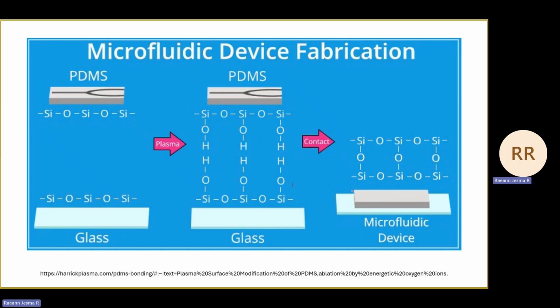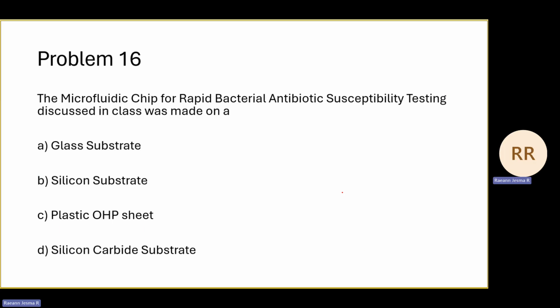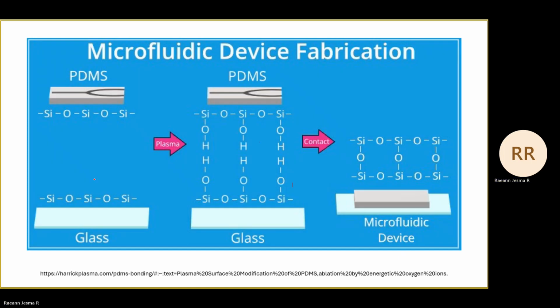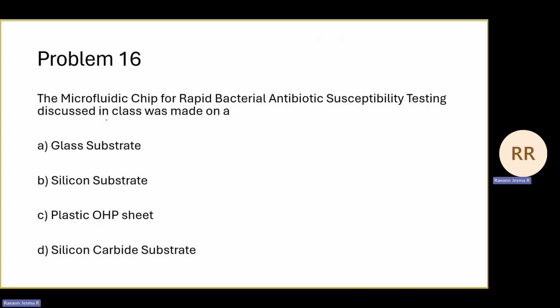Not just that we can bond PDMS with a glass substrate, we can also bond PDMS treated with oxygen plasma to another PDMS which is treated with oxygen plasma as well. So the correct answer for problem 15 is: the PDMS mold is attached to a patterned glass substrate to form a microfluidic channel by using oxygen plasma. Okay. Now let us move on to problem 16.